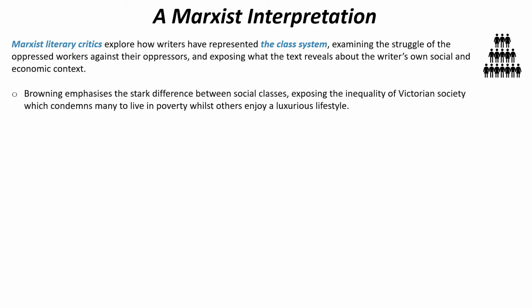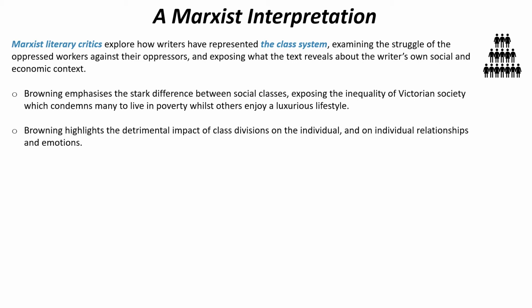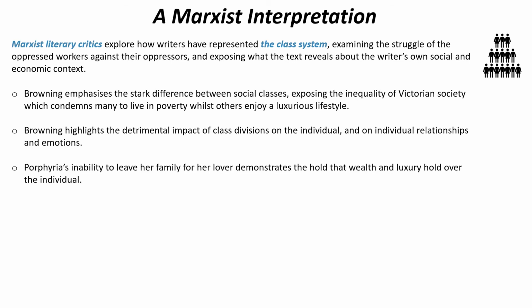So if we look then at maybe a summary of this, we can see that what Browning does is he emphasises the stark difference between the social classes, exposing the inequality of Victorian society, which condemns many to live in poverty whilst others enjoy a luxurious lifestyle. And the speaker of the poem feels really bitter about this, and there's a detrimental impact of these class divisions on the individual and on individual relationships and emotions. So neither Porphyria nor her lover can really explore their relationship in a mature and open way because of the class boundaries that are in place there.